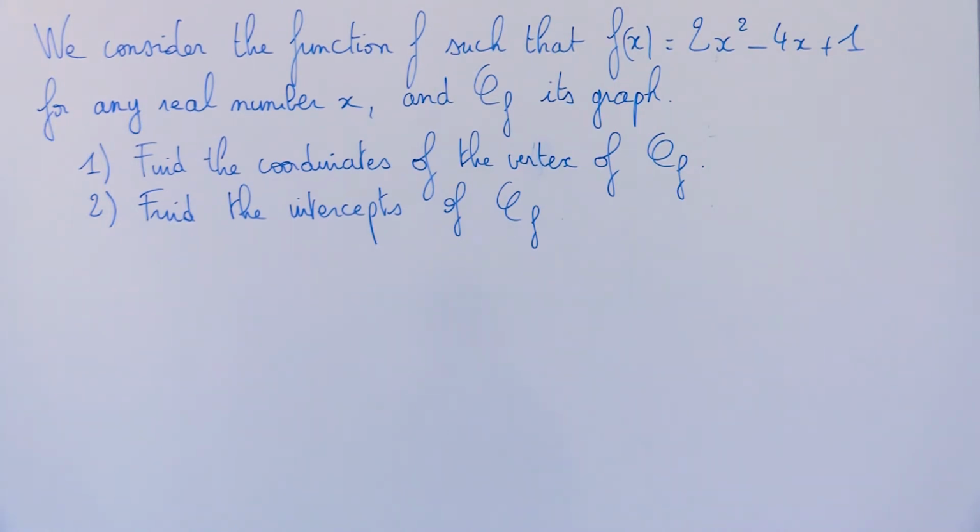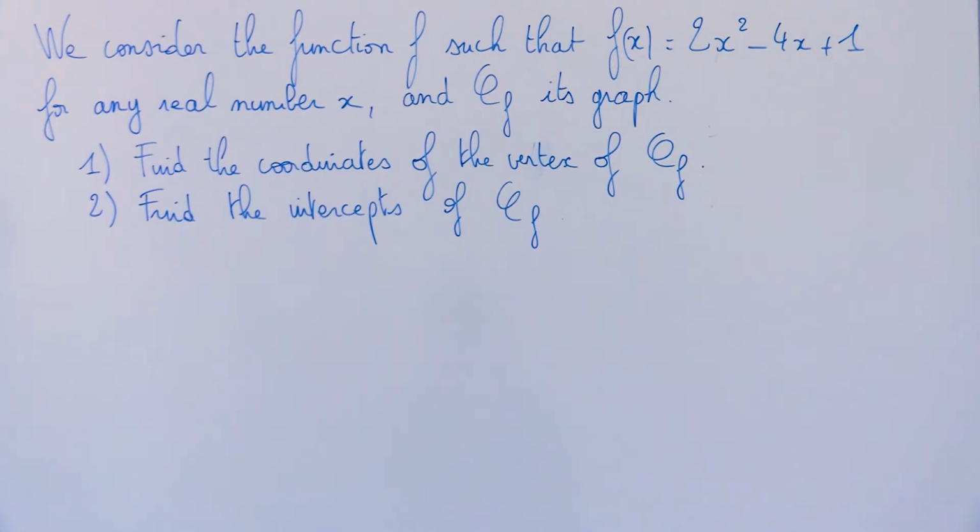So, we consider the function f such that f of x is equal to 2 times x squared minus 4x plus 1 for any real number x, and Cf is its graph. The first question will be, find the coordinates of the vertex of Cf. And the second question, find the intercepts of Cf.